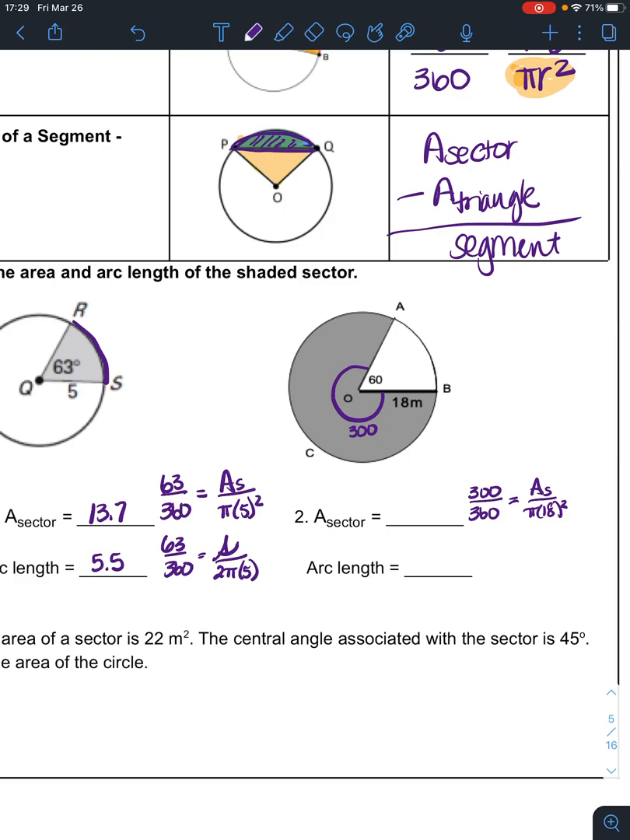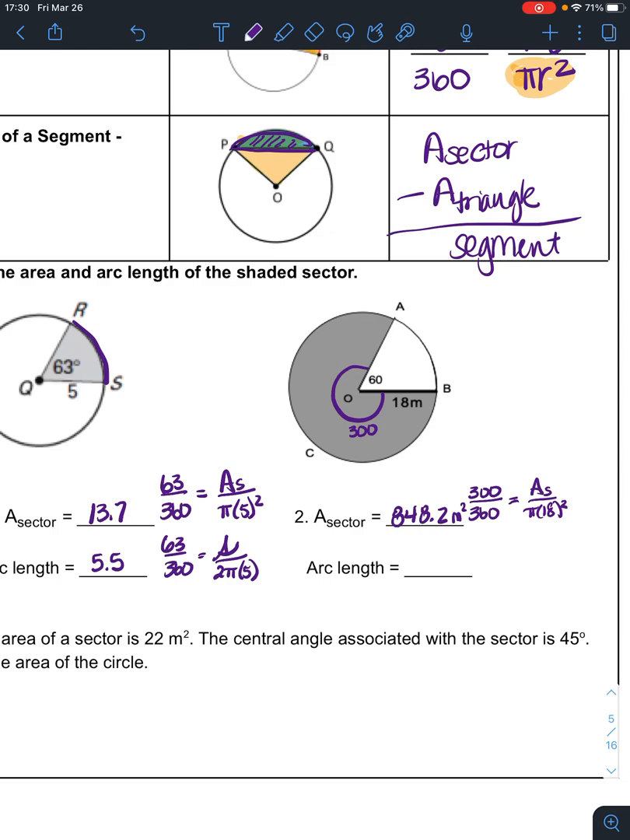Now, you could find the small piece and subtract it from the whole thing. You could do that if you don't want to deal with bigger numbers. So you take 300 times 324 pi divided by 360, and you get 848.2, and that's meters squared.